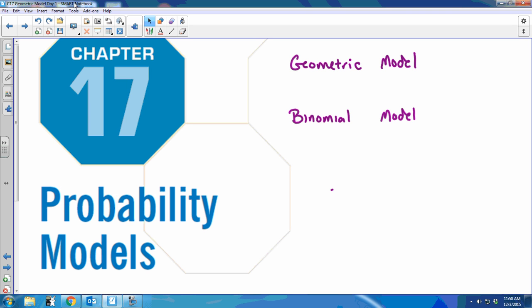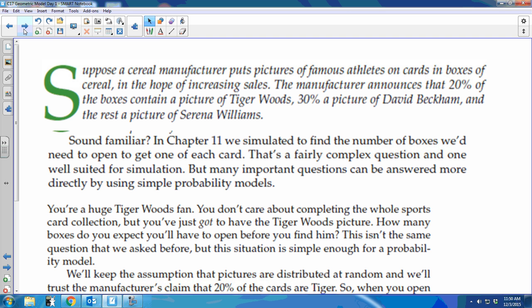So I'm going to open this with kind of a scenario, and then we're going to do an example, sort of, and then we'll go into what the geometric model is specifically. So remember back in chapter 11, we were doing simulations, and we kept talking about cereal boxes, right? So we had Tiger Woods cards and Serena cards and David Beckham cards in the cereal boxes. We did so many questions with that, everyone remembers that question. They know what happened.